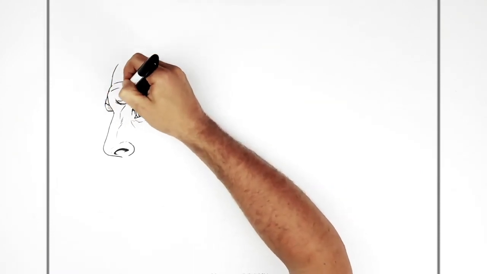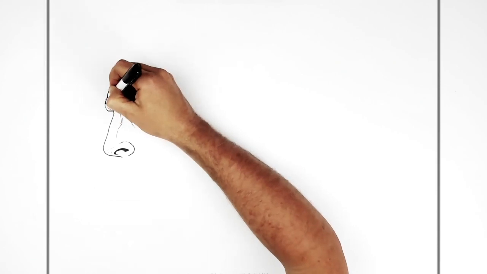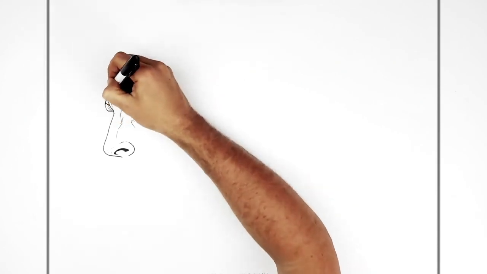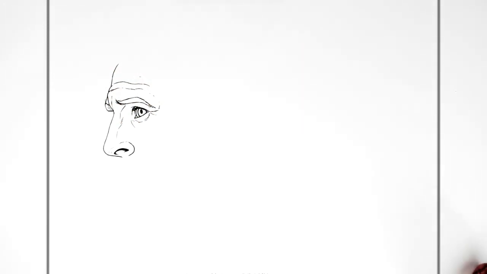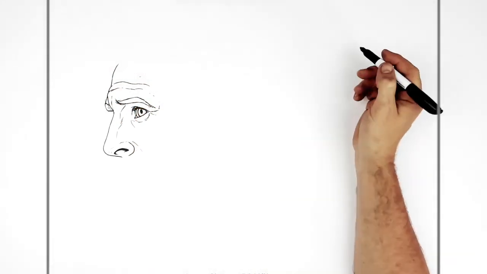And maybe a frown here as well, just in the middle of his nose. Kind of like that. And then we have a line coming down just for his cheek, just here.